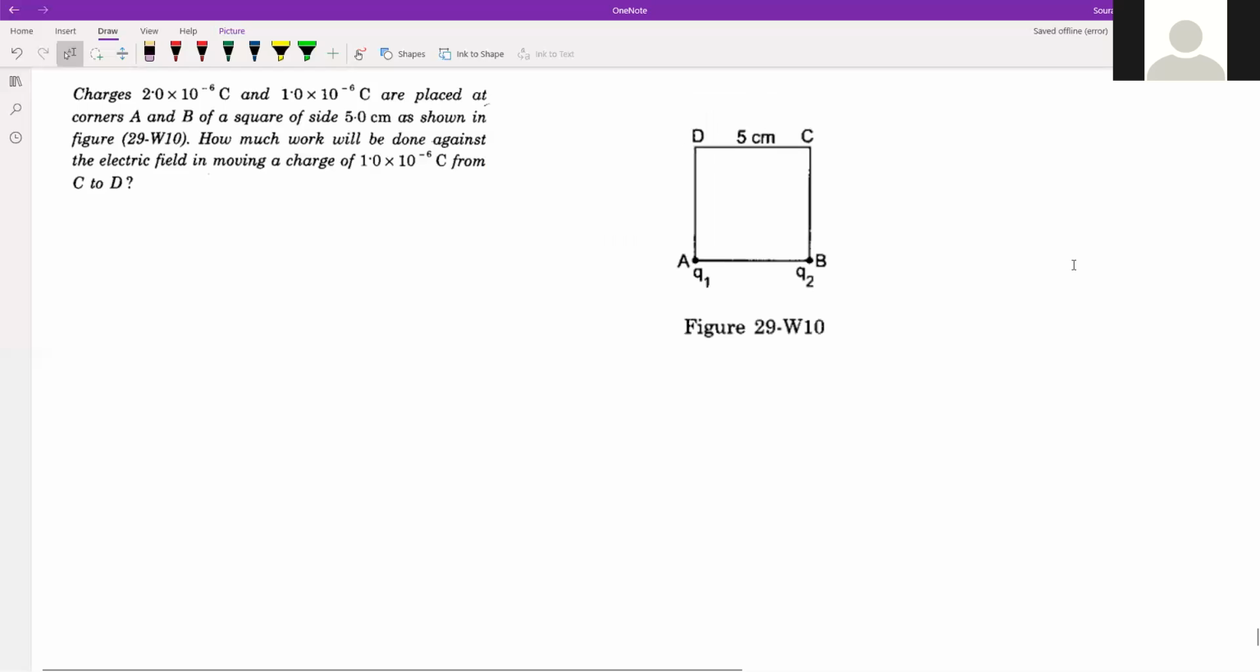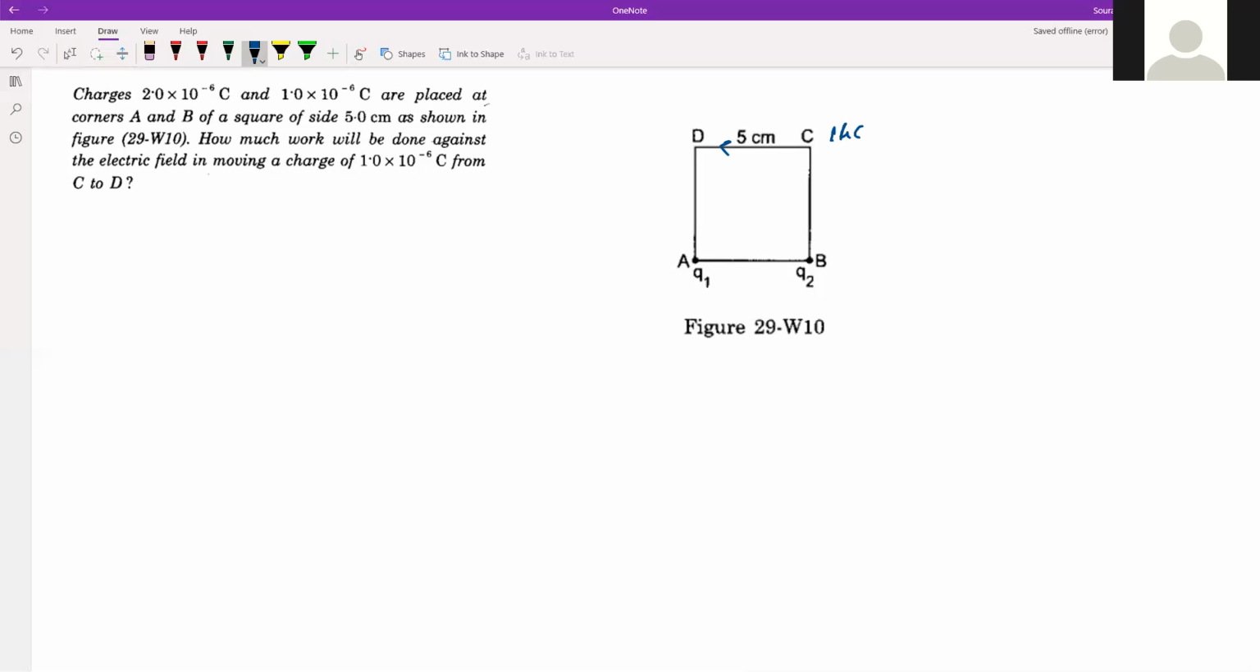Okay, so what do we have next? How much work will be done against the electric field in moving a charge of 1 microcoulomb from C to D? Now this is a little, I won't say tricky, but a little conceptual question where you have more than one problem to solve. The charge is moving from C to D. There is a charge of 1 microcoulomb here, which you have to move from here to here.